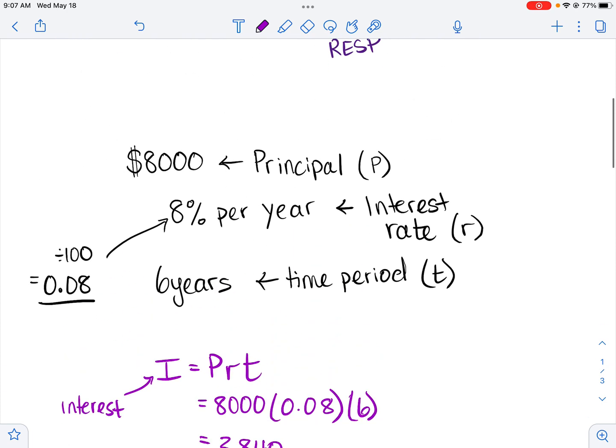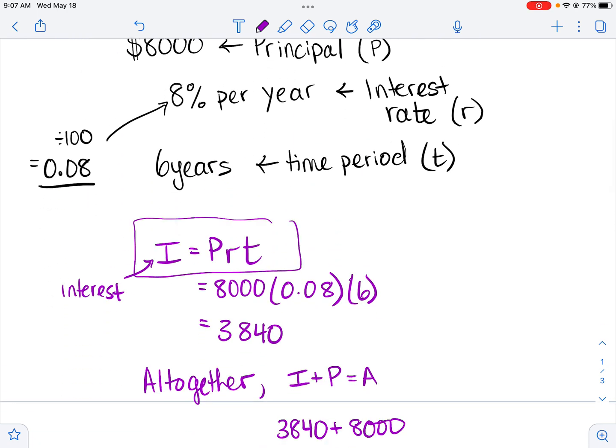So that's how you do simple interest. This formula is pretty handy. Interest equals principal times rate times time. Sometimes maybe you know a different part of the formula and you want to solve for another variable. So let's just try one of those.